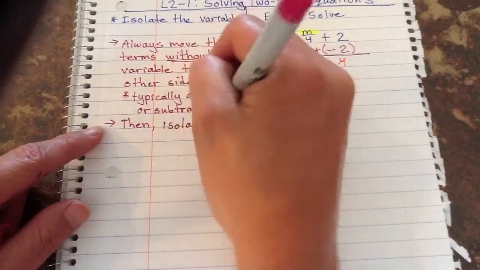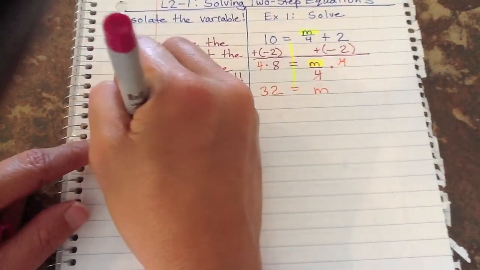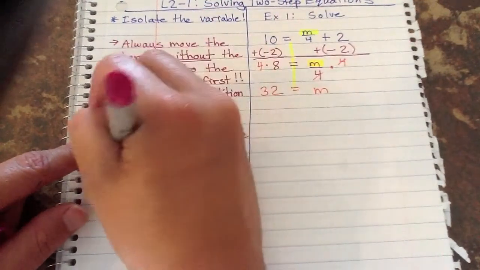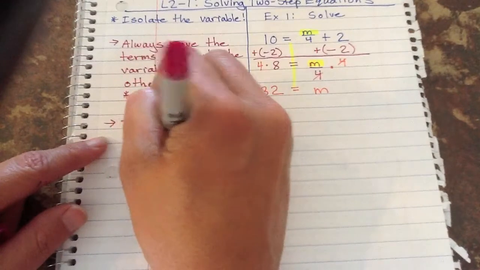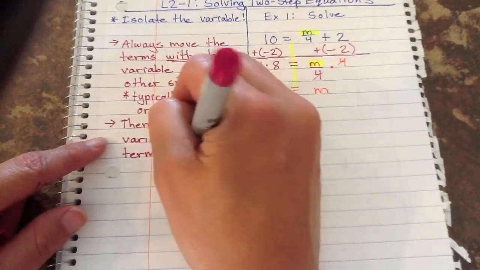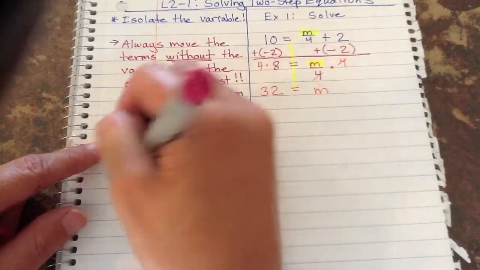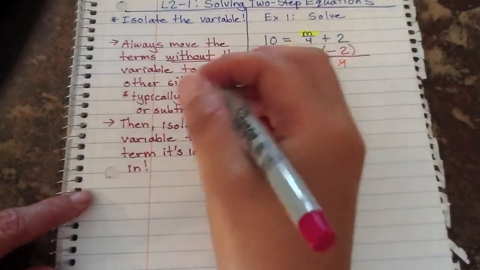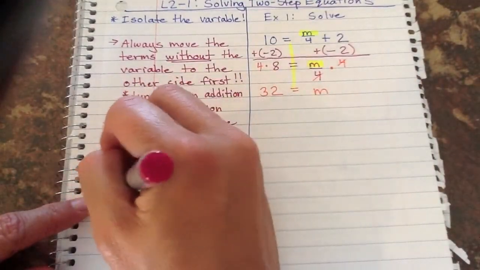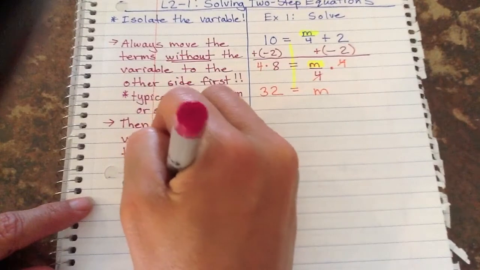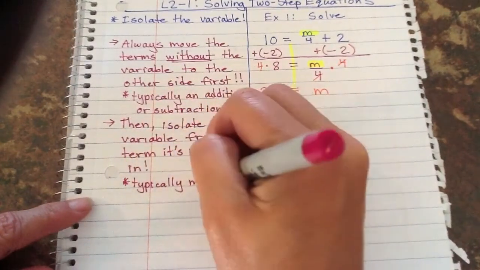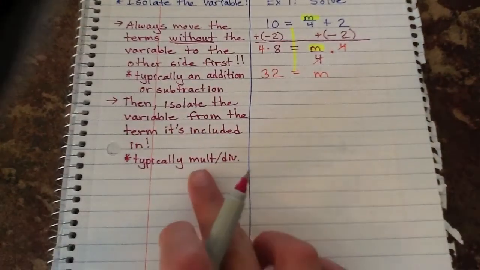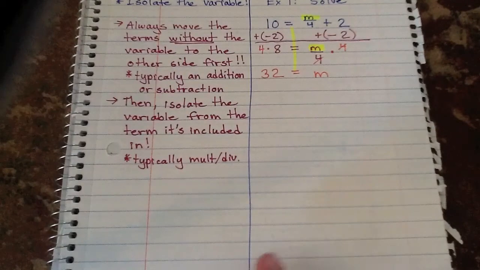Isolate the variable from the term it's included in. And this is going to be usually your multiplication or your division. And this is the one where you also might multiply by the reciprocal sometimes.